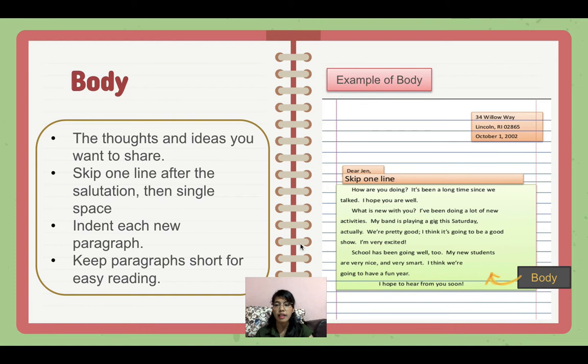And then each new paragraph. Okay? And then keep paragraphs short for easy reading. Yeah, you have to make it easy to read so people can understand what you are writing, okay?